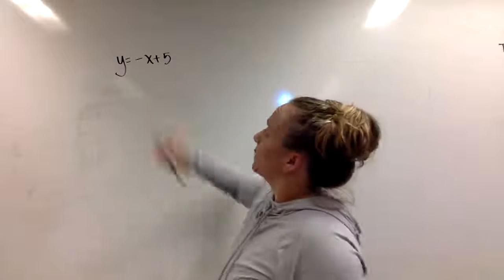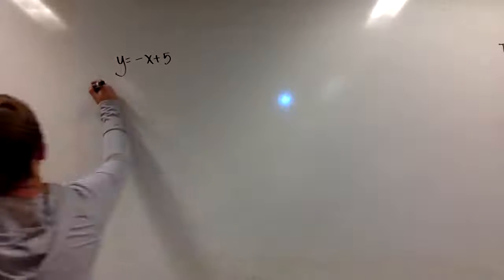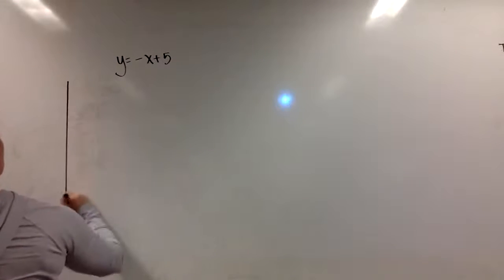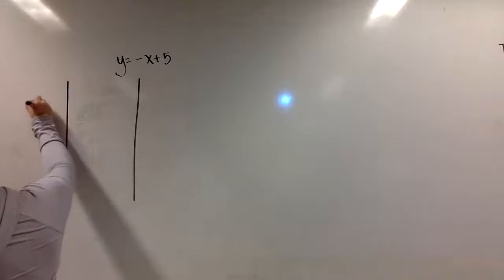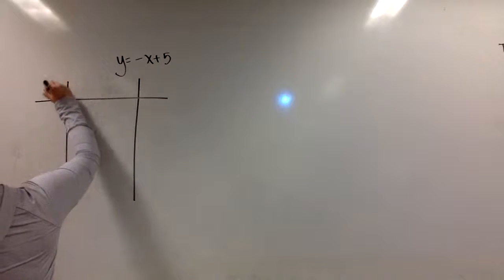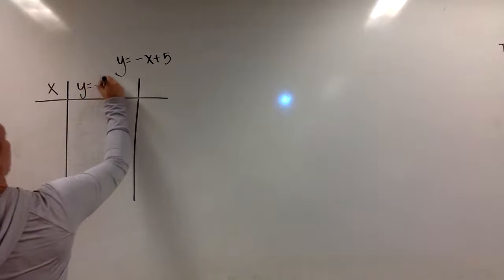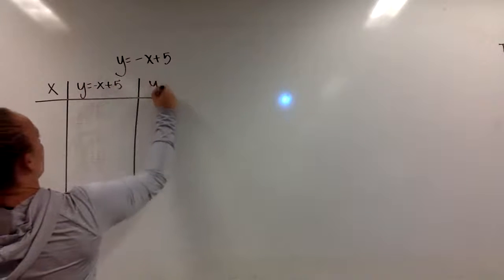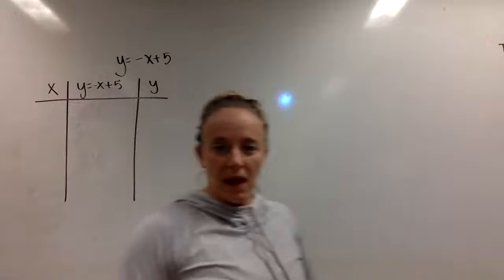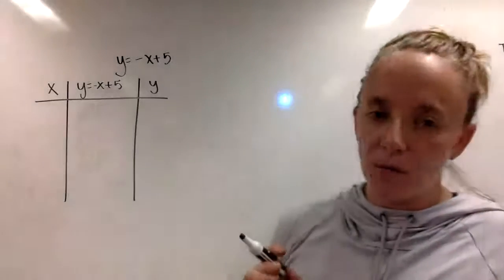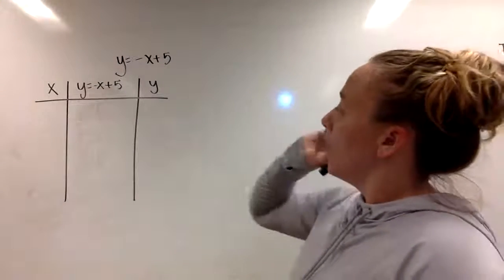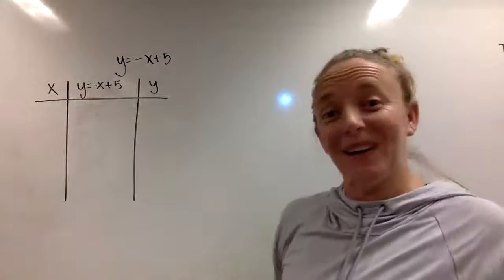All right, so y equals negative x plus 5. We are going to have the same sort of t-chart scenario, that double t-chart where we have x's, y is equal to negative x plus 5, and y in there. Cool? And when we do this, we are going to find a bunch of ordered pairs that we can then graph on a coordinate plane. It's going to be so awesome.